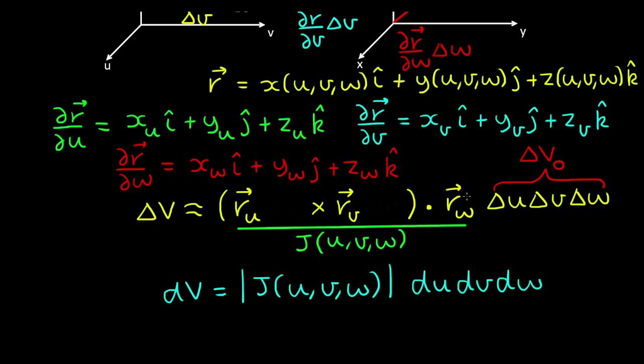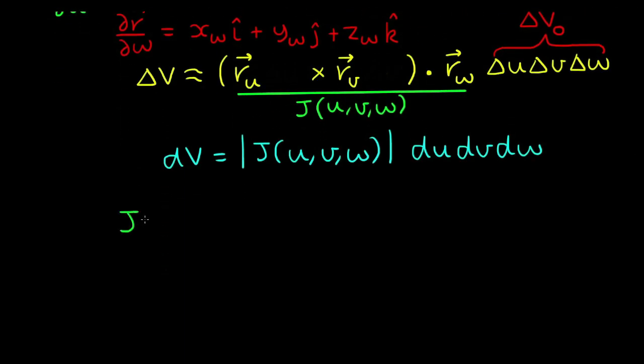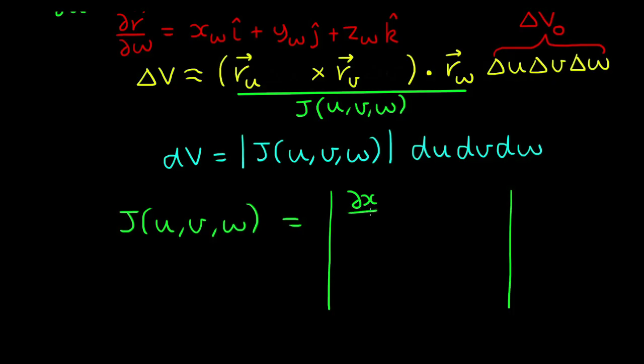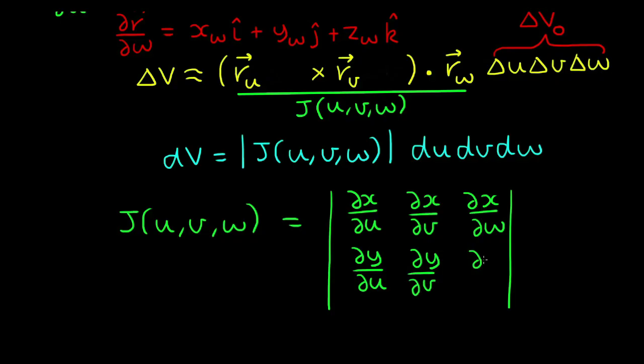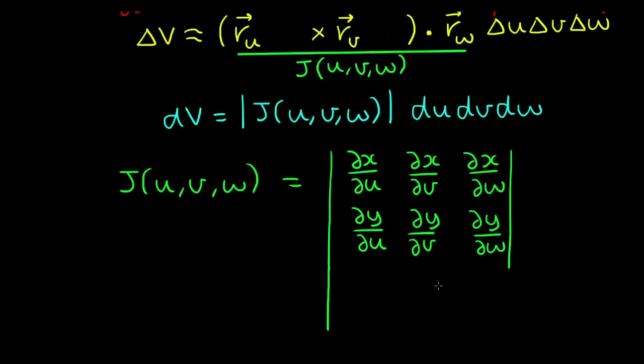So recall we can write this scalar triple product in determinant form. So we can write the Jacobian as the determinant. In the first row, we have the partial of x with respect to u and v and w. And in the second row, we have the partial of y with respect to u, v and w. And in the final row, we have the partial of z with respect to u, the partial of z with respect to v, and the partial of z with respect to w. And this form of the Jacobian can be obtained by expanding this scalar triple product and doing a bit of algebra. And I'll let you verify this as an exercise.